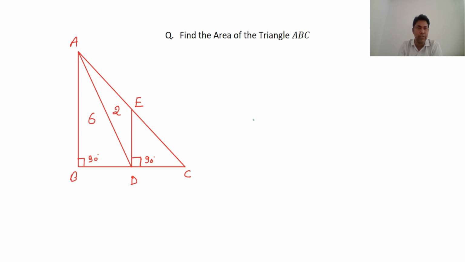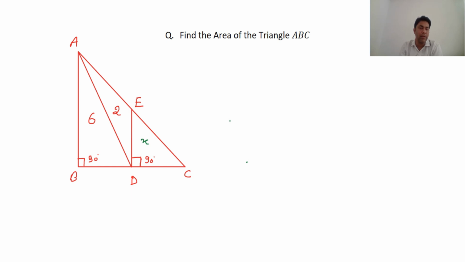It is given in the question that ABC is a right angle triangle, right angled at B. EDC is also a right angle triangle, right angled at D, and there is another triangle ADE. The area of triangle ABD and the area of triangle ADE are given as 6 and 2 respectively, and in this question we have to find the area of triangle ABC. So very first, in order to solve this question, let's assume the area of triangle EDC is x unit.